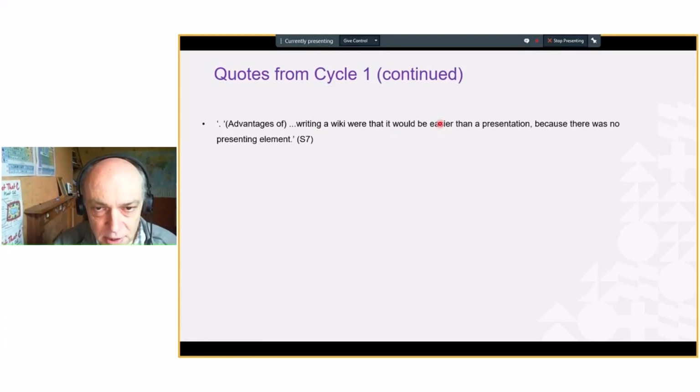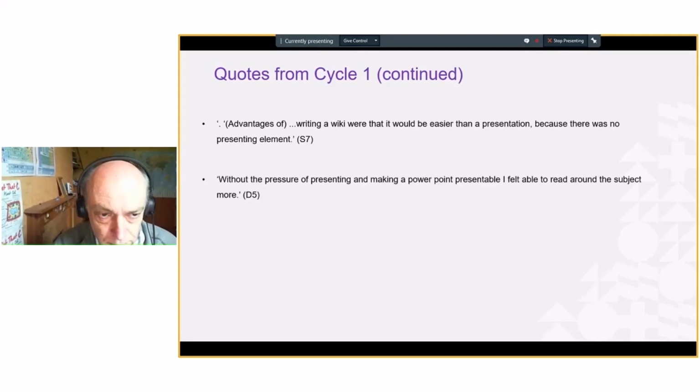Quotes: writing a wiki, it will be easier than a presentation. Students often like this, of course. There was no presenting element. Presenting introduced a lot of anxiety with students in the PowerPoints. So for many students, avoiding that presentation was attractive.